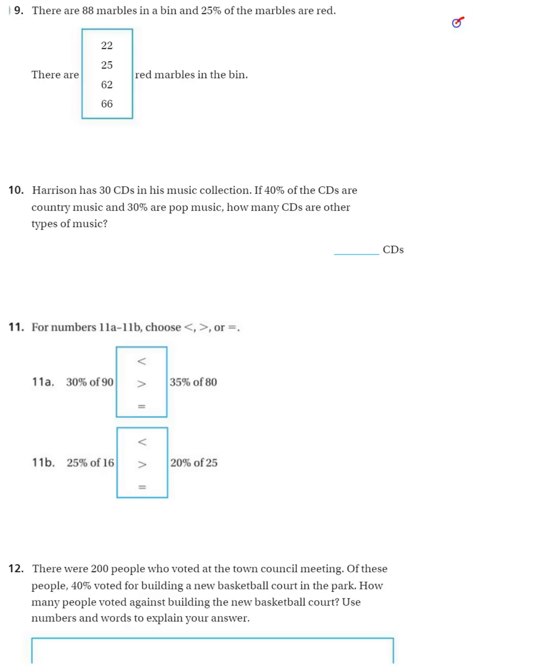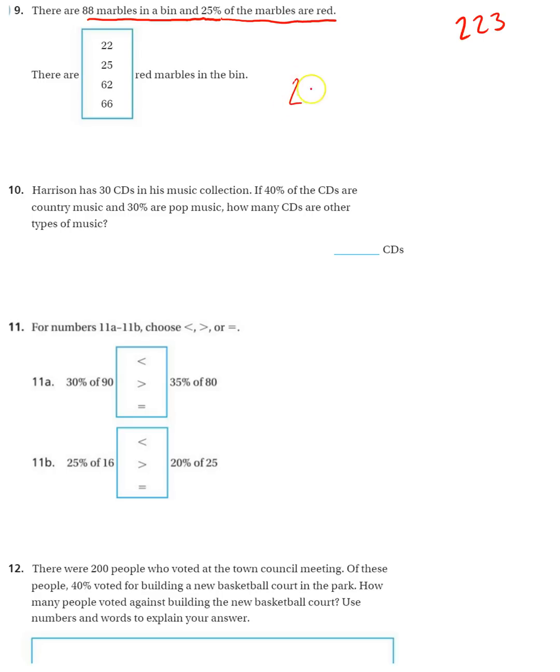All right, in this video I'm going over page 223 in the Go Math textbook, the Chapter 5 test review. Let's go ahead and get started. There are 88 marbles in a bin and 25% of the marbles are red. So how many marbles are red?